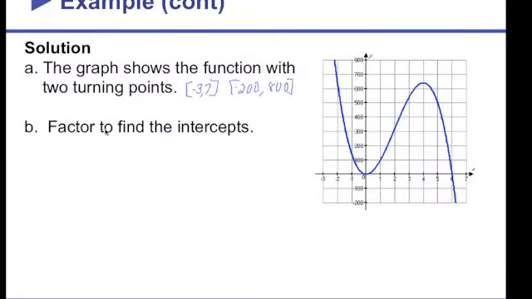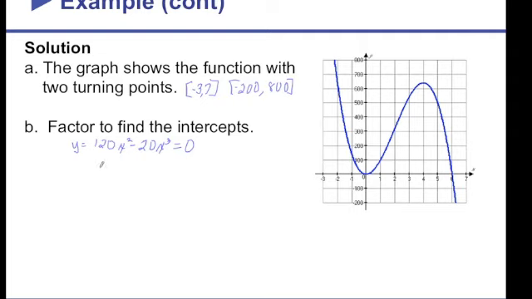Now we want to factor to find the x-intercepts. We know that we have y equals 120x squared minus 20x cubed. And to find the intercepts, we'd want that to equal 0.